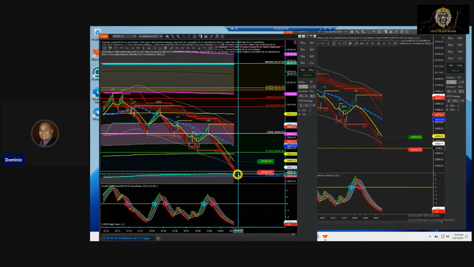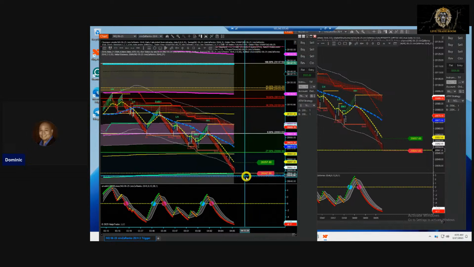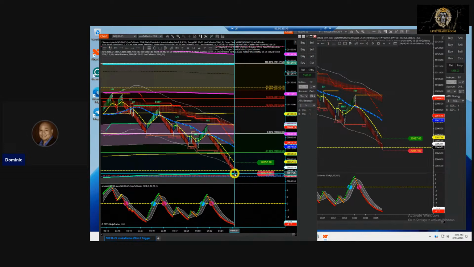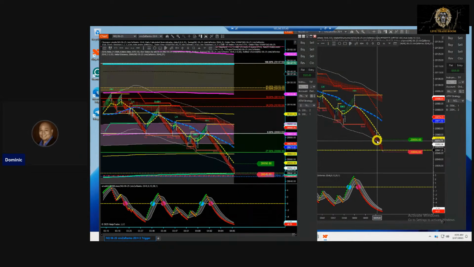So like I said, it's going down to this extension down here, the fib extension, or to the -2 or -1 deviation. And if you're aiming for the outer band, you would have gotten it right here for the beginners.